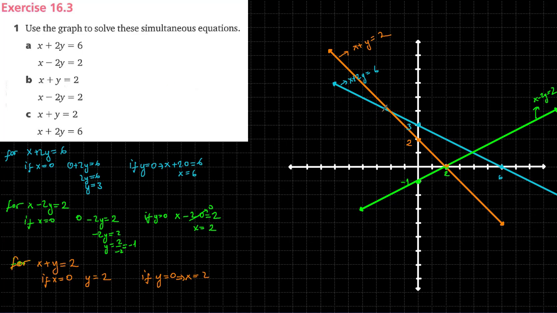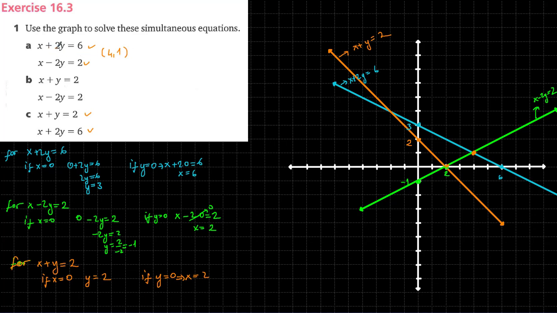The blue line, x plus 2y is equal to 6, and the green one, x minus 2y is equal to 2. The intersection point of the blue line and the green line, as you see here, is the point 4 and 1. So the intersection point is 4 and 1.